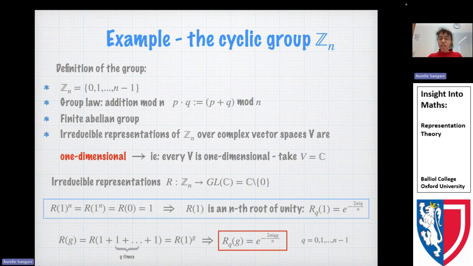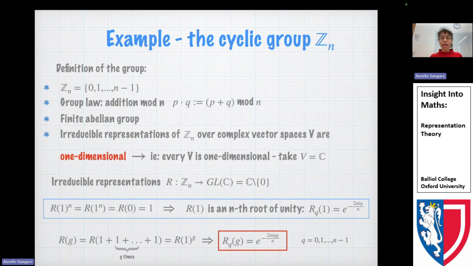But now, we did determine what R of 1 is, and so we just need to take this to the exponent g, and we find that R_q of g, for any g in your cyclic group, is equal to e to the minus 2 pi i q g divided by n for any number q, which is equal to 0 until n minus 1. So here we have found the representation maps for the irreducible representations of the cyclic group on the complex numbers.